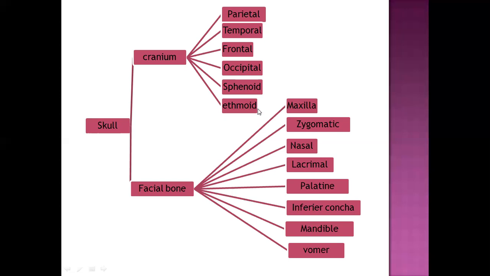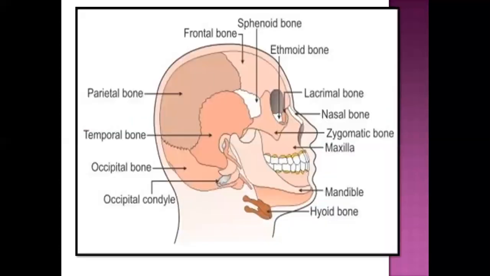are the non-paired bones. And the facial bone contain different type of bones, like total there are 14 bones, among which the maxilla and zygomatic, nasal, lacrimal, and palatine, and inferior concha. These are the paired bones. That means 12, 6 twos are 12, and mandible and vomer, these are the non-paired bones.